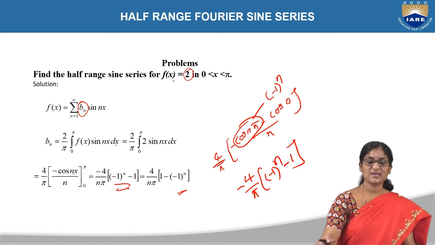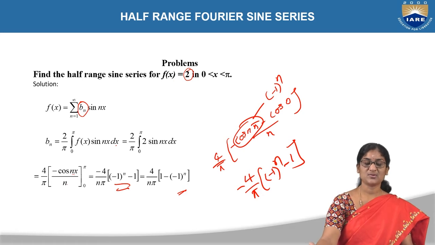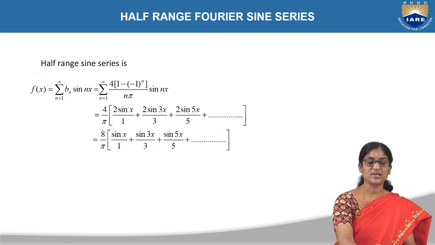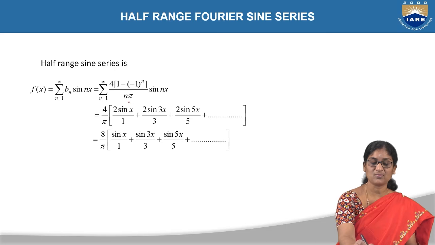We got it for the half-range Fourier series for f of x is equal to 2. Now we just need to substitute here. f of x is equal to summation n from 1 to infinity bn sine nx. Bn is nothing but 4 into 1 minus minus 1 whole to the power of n by n pi, into sine nx as it is. Now you expand, that is, open the summation by putting n is equal to 1, 2, 3 and so on. So 4 by pi into 2 into sine nx, where n is 1 in the first term, n is equal to 1, 2, 3 and so on.